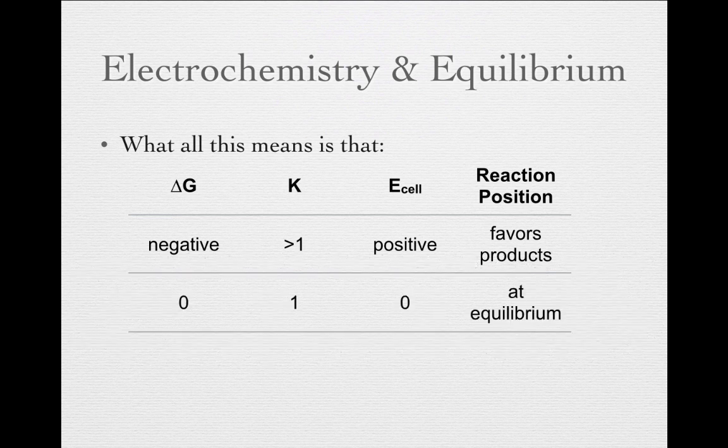If we have a delta G that's 0, K is going to be equal to 1, E cell will be equal to 0, and the reaction position means that the reaction will be at equilibrium. And if we have a positive delta G, that means that K will be less than 1, our E cell will be negative, and the reaction position there favors the reactants.